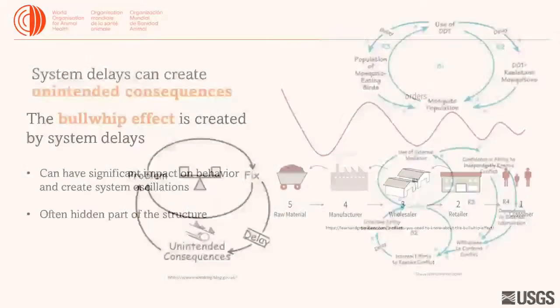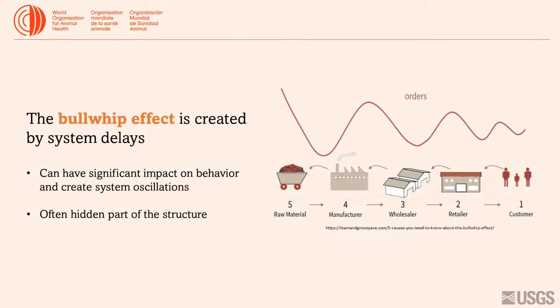Okay. So I alluded to this before, but this is what's known as the bullwhip effect. And knowing this will make you feel super smart when you read in the newspaper that this happened yet again to something in the global economy. The bullwhip effect is created by system delays. It's called a bullwhip because it has the shape of a bullwhip, but it's basically just oscillations in the system. It starts out as a small wave, and then the wave gets bigger as it goes throughout the system. And as I mentioned before with the beer game, it's a hidden structure of the system.